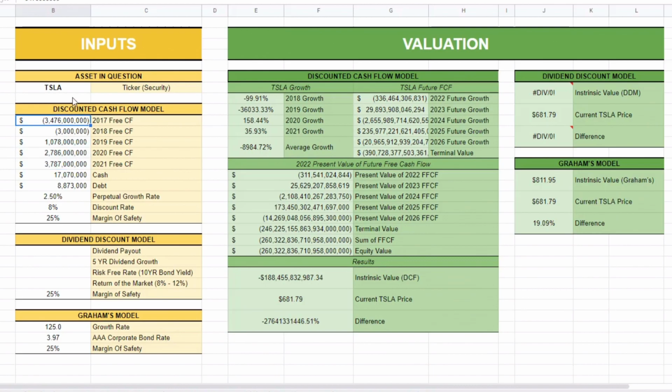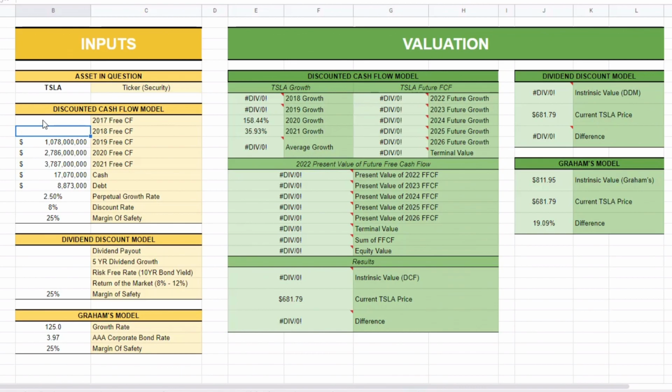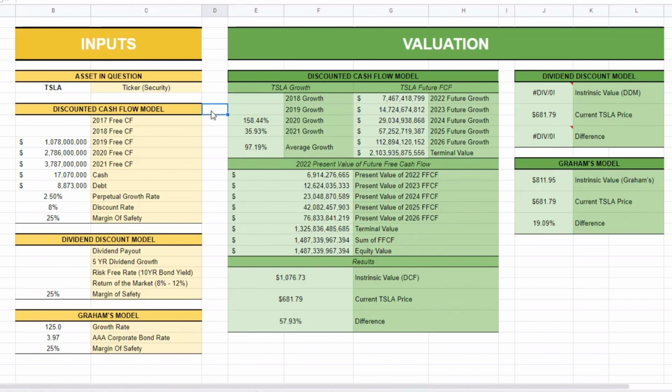But coming back over to the discounted cash flow model, what we're going to do is delete these 2017 and 18 free cash flow numbers, remove it from our growth over here on our valuation, and we can see that the past 2 years, from 2019 to 20, we had 158% growth and a 35% growth from 2020 to 2021, which gives us an average growth of about 97%.